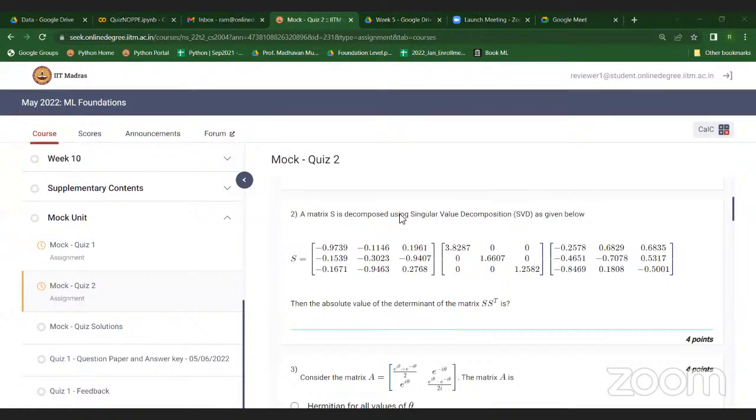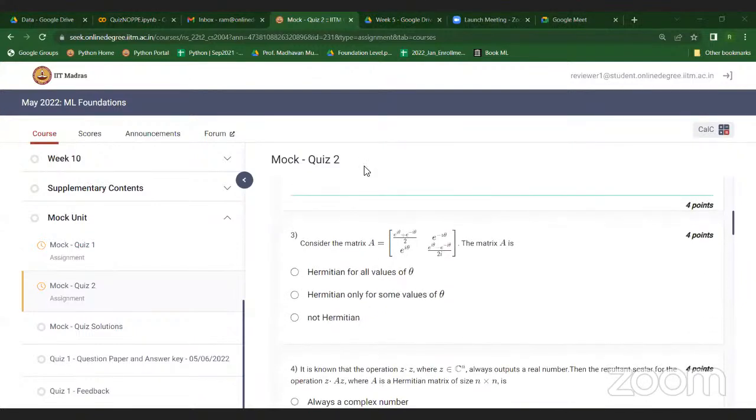Eigenvalues, right? Eigenvalues of what? Eigenvalues not of S, it's going to be eigenvalues of S S transpose. Which means that the determinant of S S transpose is going to be 3.8287 multiplied by 1.6607 multiplied by 1.258. Okay, so that's question number 2.